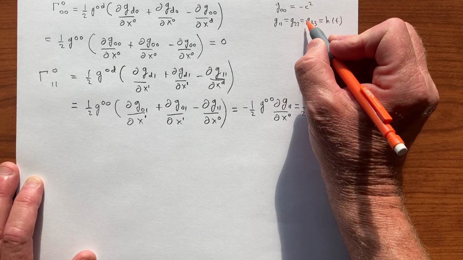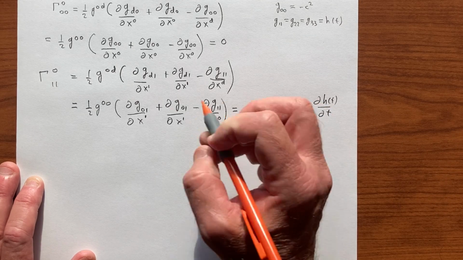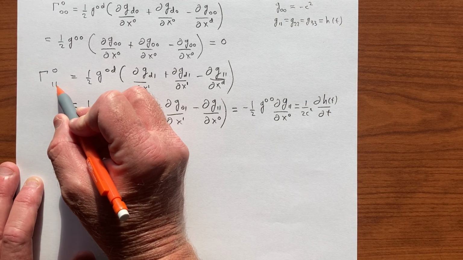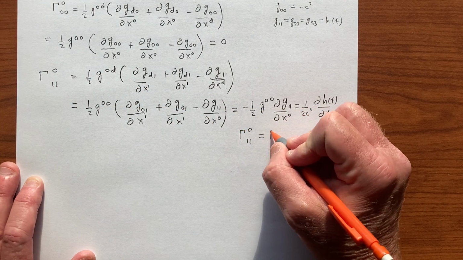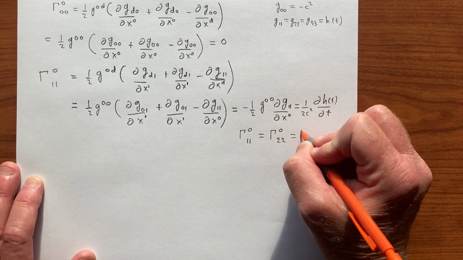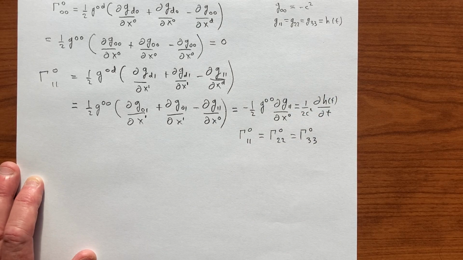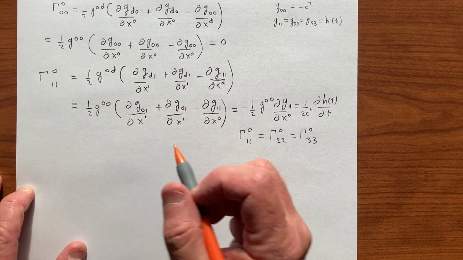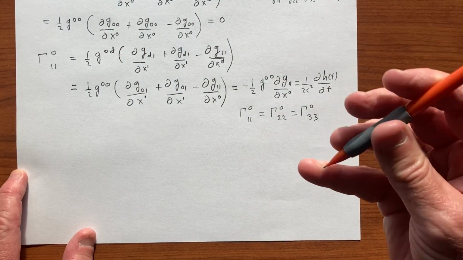But we have a symmetry here, and x1 is x. So we could argue that Gamma 0,1,1 is equal to Gamma 0,2,2, which is equal to Gamma 0,3,3. So all of those are equal to that. And now we'll move on to, let's see, gamma. Right, we won't go through all of them. We know which ones are going to survive.